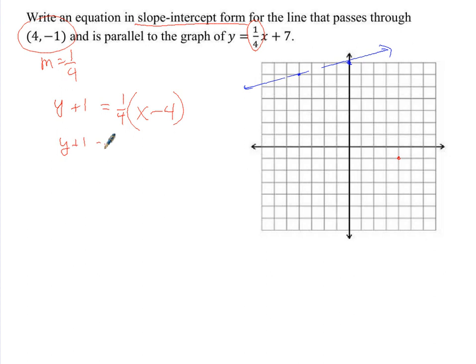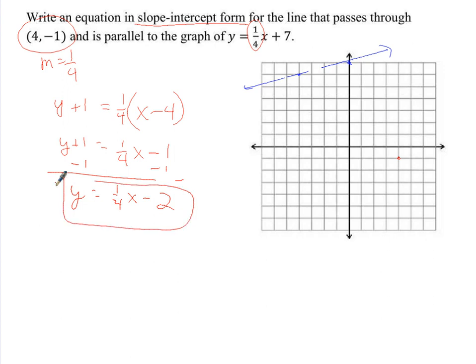Distribute. So we get y plus 1 equals 1/4 x minus 1. Don't need parentheses. And now we subtract 1 from both sides, and that gives me y equals 1/4 x, -1 minus 1, which is -2. So minus 2. That's the answer right there. That's all I have to do for these problems.